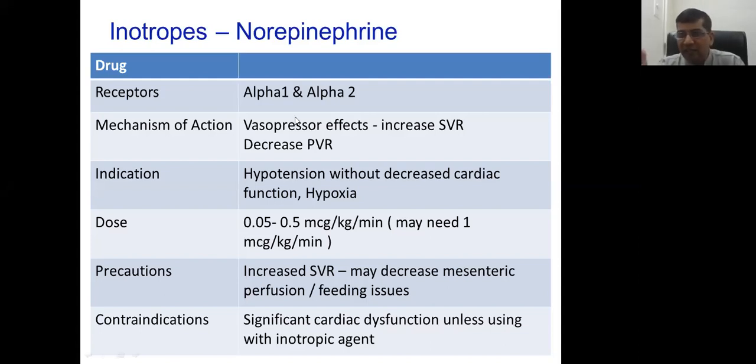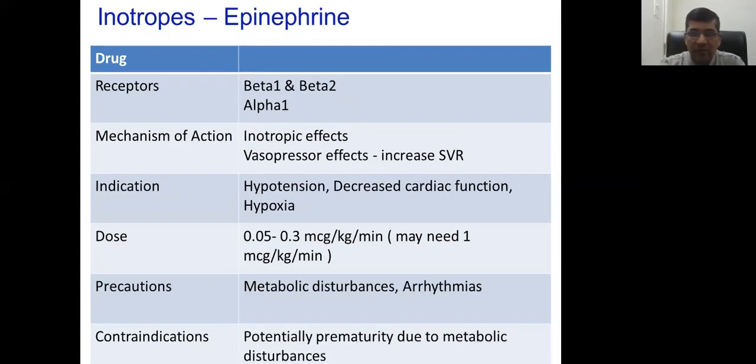One of the DM residents has compared norepinephrine versus epinephrine, and norepinephrine seems to be equally effective. Hence, we're using norepinephrine. Again, that RCT is in the pipeline for publication: comparison of norepinephrine versus epinephrine.